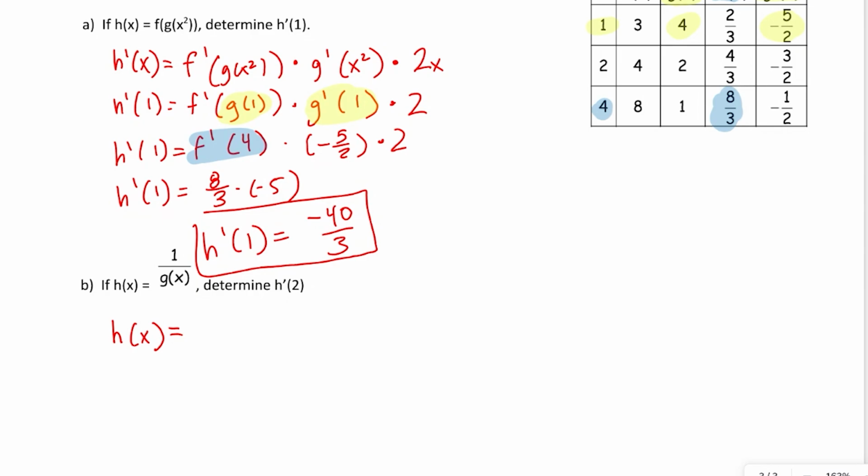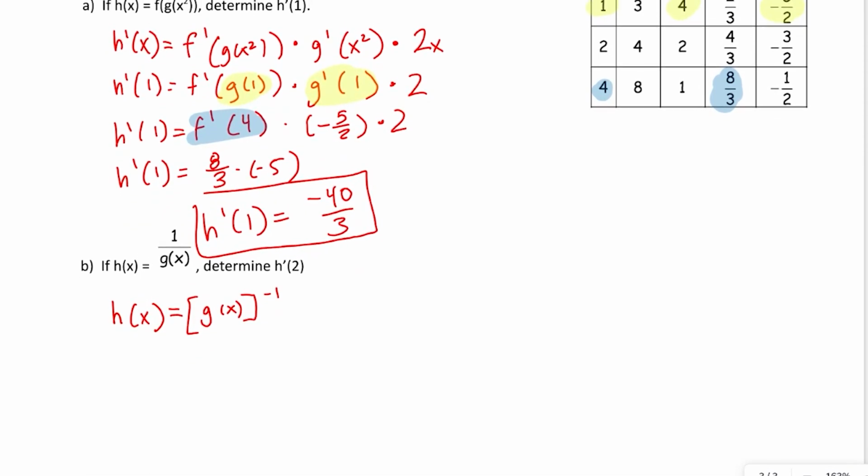But when you have 1 over g of x, that's equivalent to saying g of x to the negative first power. Now, please note, we are not talking about an inverse here, okay? I really want to emphasize that reciprocal is not the same as an inverse, but when you raise something to the negative first power, it's going to kind of look like an inverse, but we're not doing an inverse here. So we're not going to use our inverse rule.